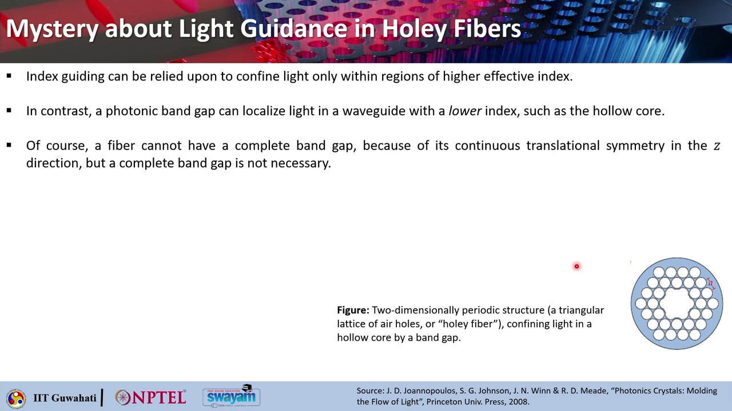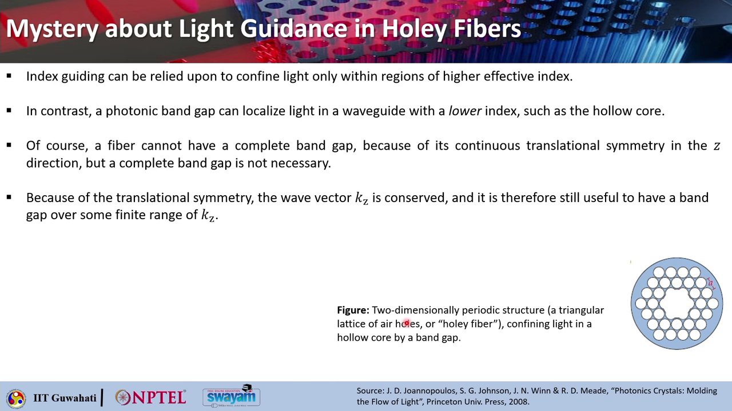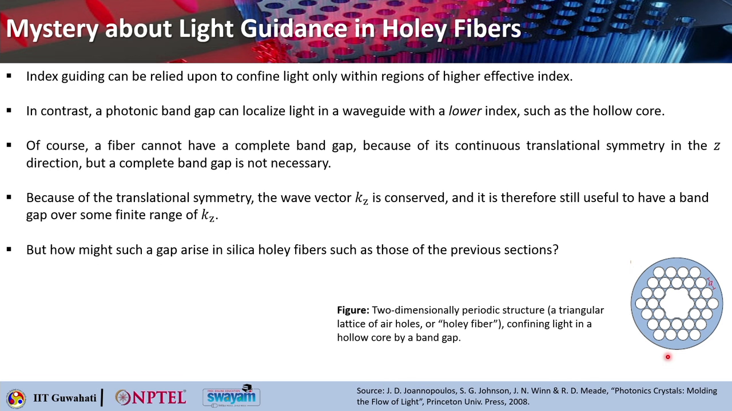Of course, a fiber cannot have a complete band gap because of its continuous translational symmetry in the z dimension. You can think of this as x and y, and z going into the plane of the screen. The fibers are infinitely long, so you have continuous translational symmetry along the z direction, and a complete band gap may not be possible for this kind of structure. But because of this translational symmetry, the wave vector kz is conserved, and it is therefore still useful to have a band gap over some finite range of kz. That way, these photonic crystal fibers with two dimensional periodic structures are really useful.